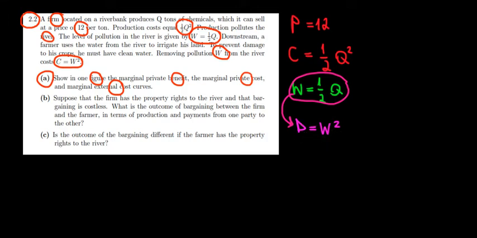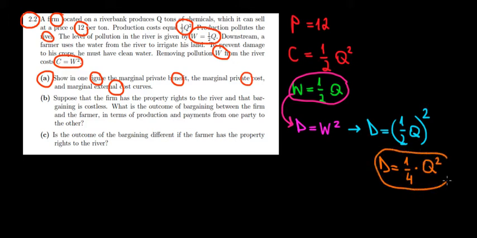So how can we find out the total damage from here? Well, we will substitute the W into the damage function. So we will have the damage equals 1/2 times the quantity, which is the W, to the power of 2. Now what is that? Damage is equal to 1/2 to the power of 2. That's 1/4 times the quantity to the power of 2. So that's quantity squared. So this is our damage.